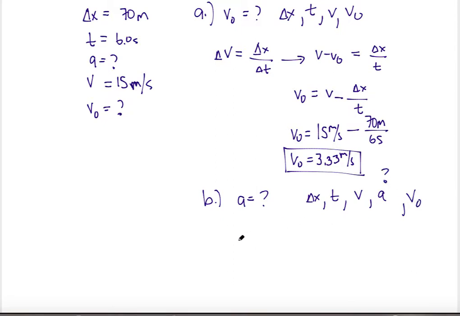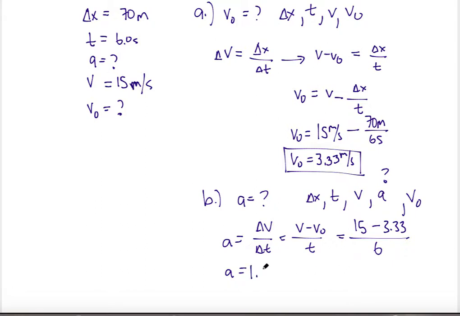If I use v naught, I can look at acceleration being defined as change in velocity over time, so that will be v minus v naught over t. Since I have v final as 15 meters per second and v naught as 3.3 repeating, all over my time period of 6 seconds, my acceleration should work out to be 1.94 meters per second squared. So this is just using simple definitions of average velocity and average acceleration.